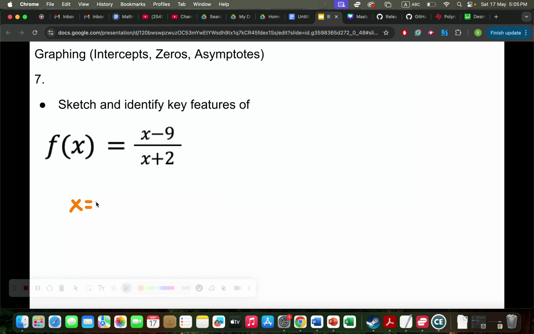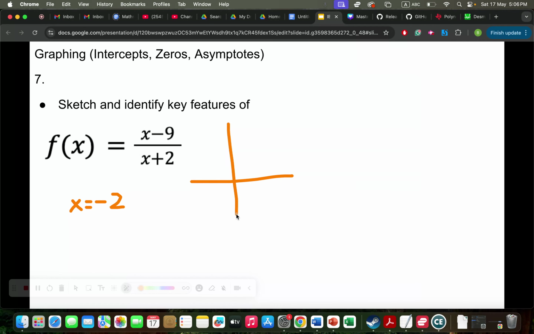This is actually what we call the vertical... oops, what's wrong? Okay, let me try this again. I think something is lagging here. Okay, try pen, -2. So this is actually the vertical asymptote, just to really quickly show you.